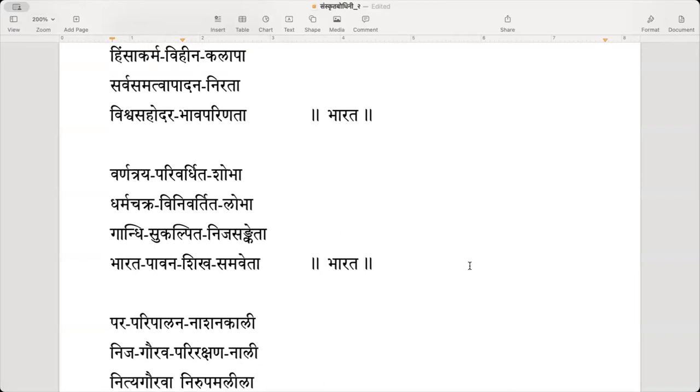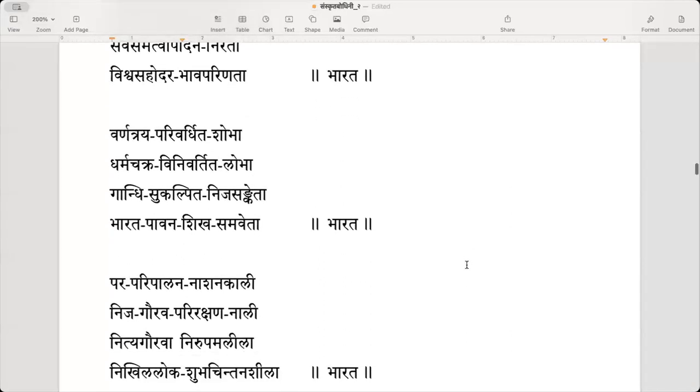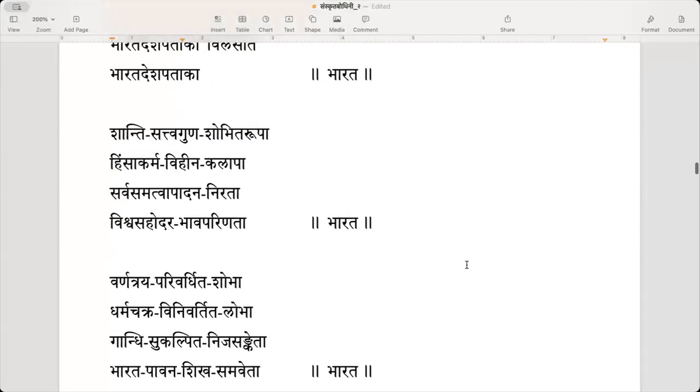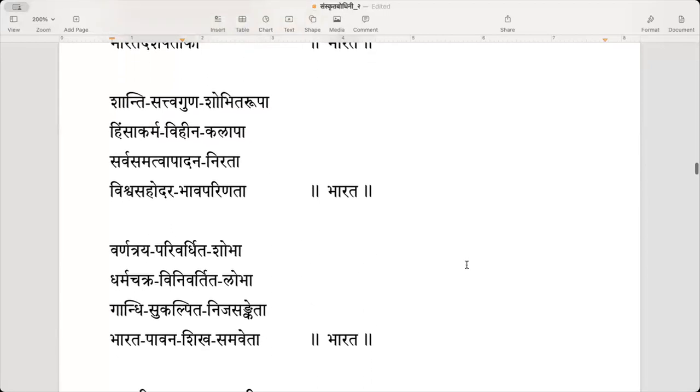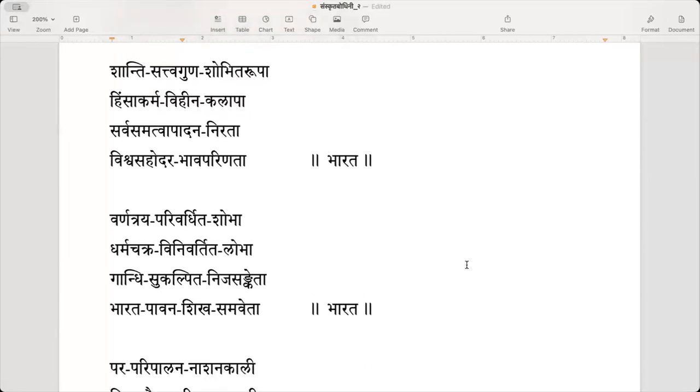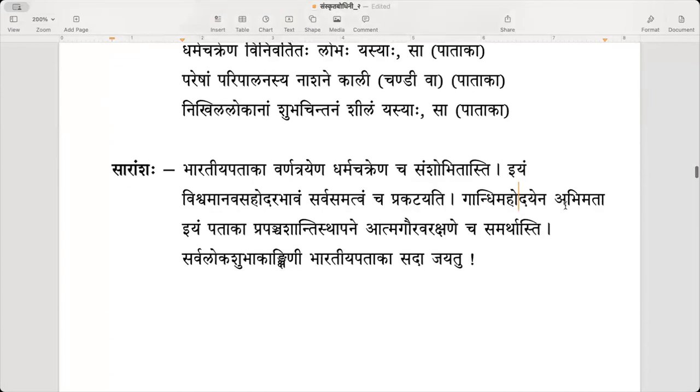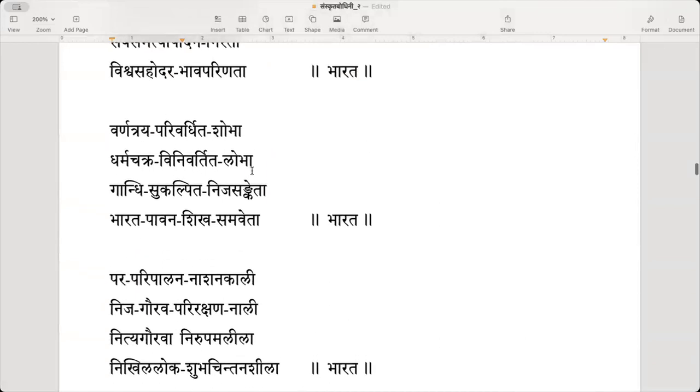Okay, fine. Gandhi Sukalpita Nija Sanketa. Sanketa is indication, its meaning. So, what it represents. I think the meaning of each and every color and the Dharma Chakram and everything has been formulated by Gandhi. I'm not sure about the wheel. Gandhi Mahodayena Abhimata Iyam Pataka iti. Oh, is that so? That's why Sukalpita: Gandhina kalpitam iti, the true symbol that was created by Gandhi, imagined by Gandhi.